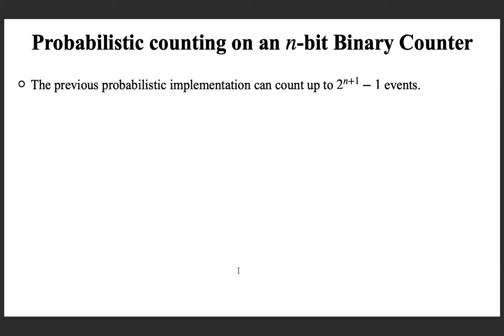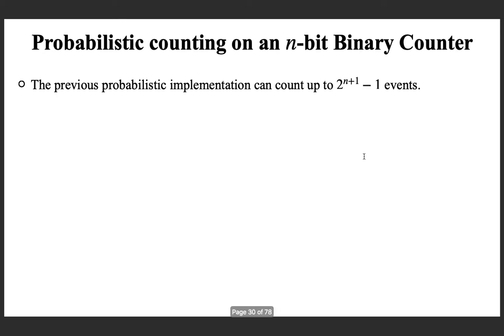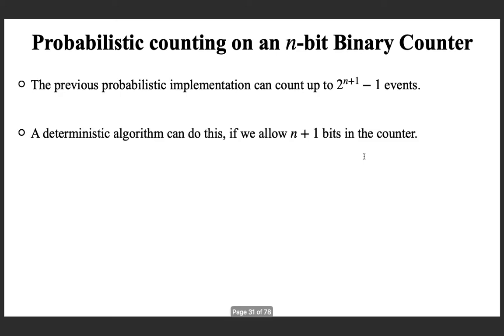So the probabilistic approach that we just discussed can count up to these many events. Why? Because the maximum value possible with n bits is 2 to the power n minus 1, and now you are returning twice that maximum value. What is it? 2 into 2 to the power n minus 1, which is 2 to the power n minus 1 minus 2. That's what I am telling. So twice the events it can count.